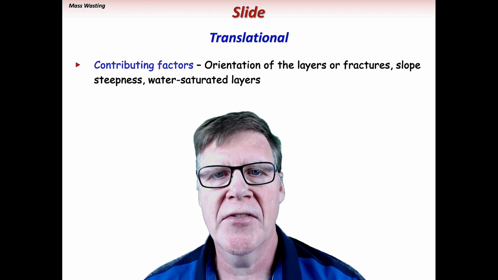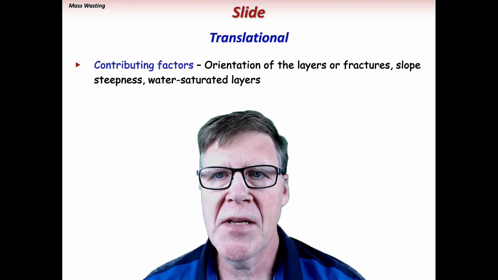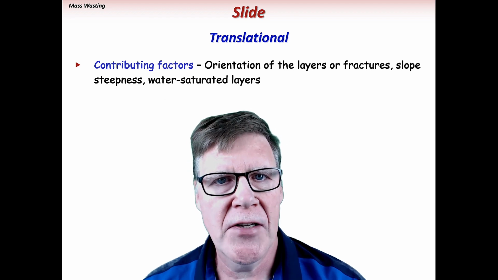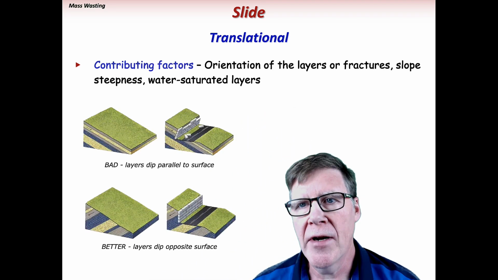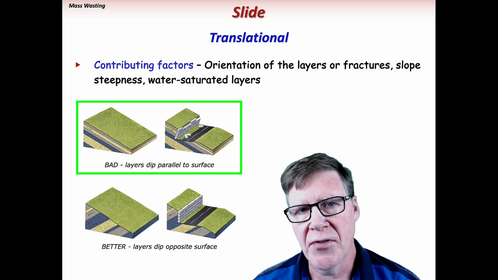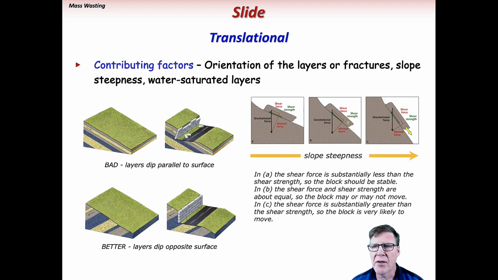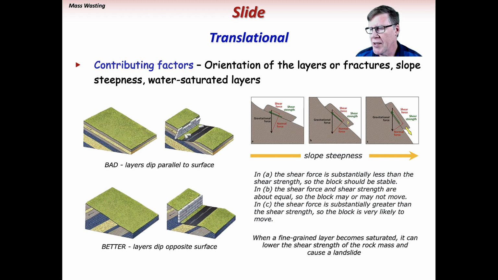Contributing factors to translational slides are the orientation of layers or fractures, the steepness of the slope, and the degree of water saturation in the slide rocks and along the slide plane. Situations where the layering or fractures are parallel to the ground surface are prime situations for translational slides. The steeper the dip of the layering and the slope, the greater the shear force and chance of slippage along the weakness plane. An added factor is that increasing water saturation significantly decreases the friction along the slip plane.